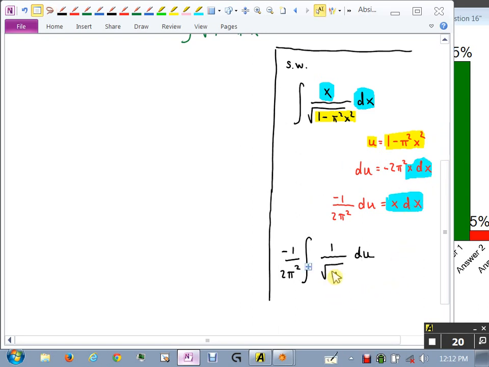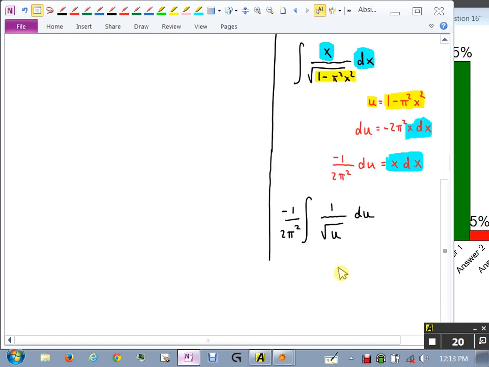This is really u to what power? Negative 1/2. What's the antiderivative of u to the negative 1/2? 2 u to the 1/2. So when I take the antiderivative here, I'll get negative 1 over 2 pi squared times 2 u to the 1/2. I'll write that as the square root of u, plus a constant, right? But I'm going to add my constant in later.